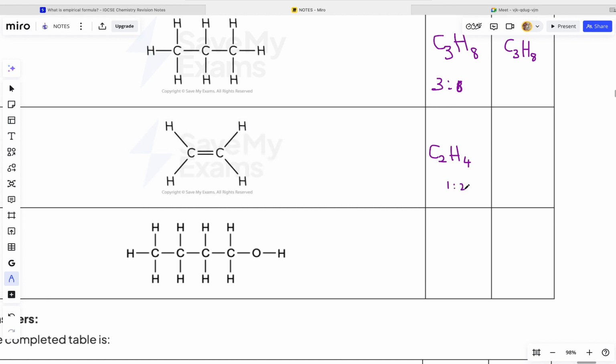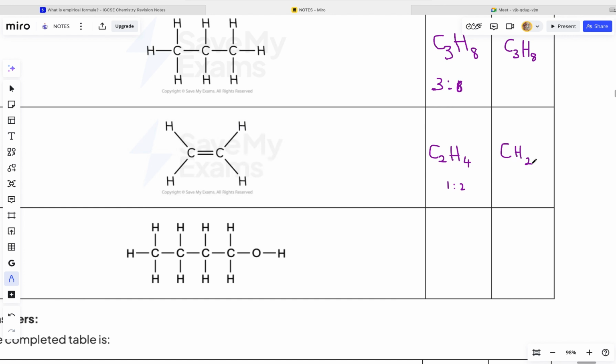So which means the empirical formula will be C1, no need to write 1, and H2. This will be the empirical formula.